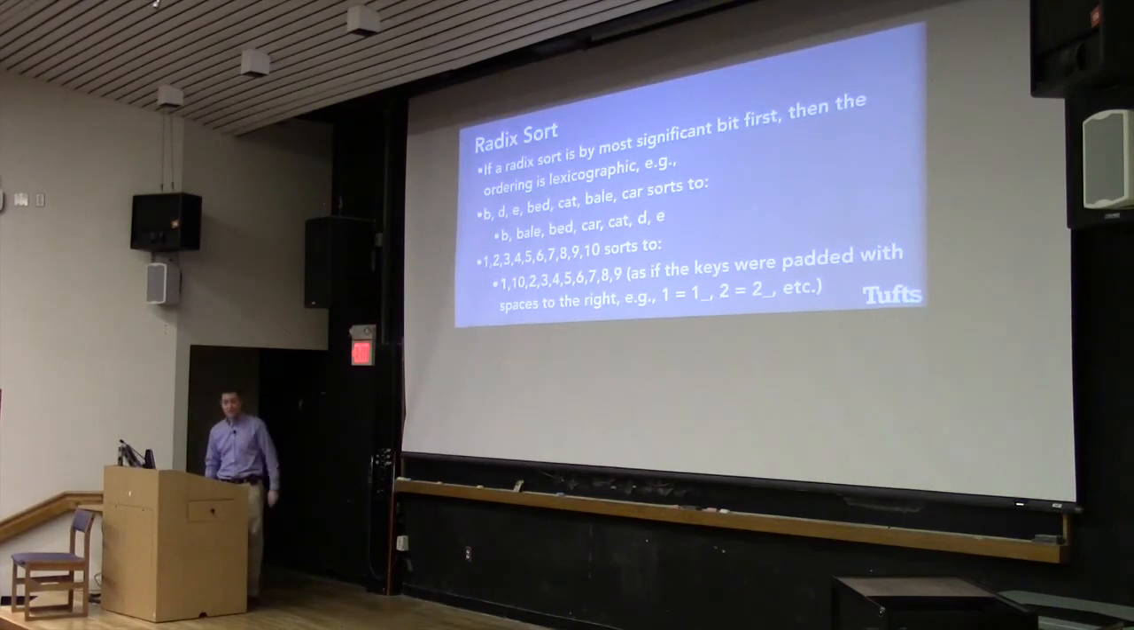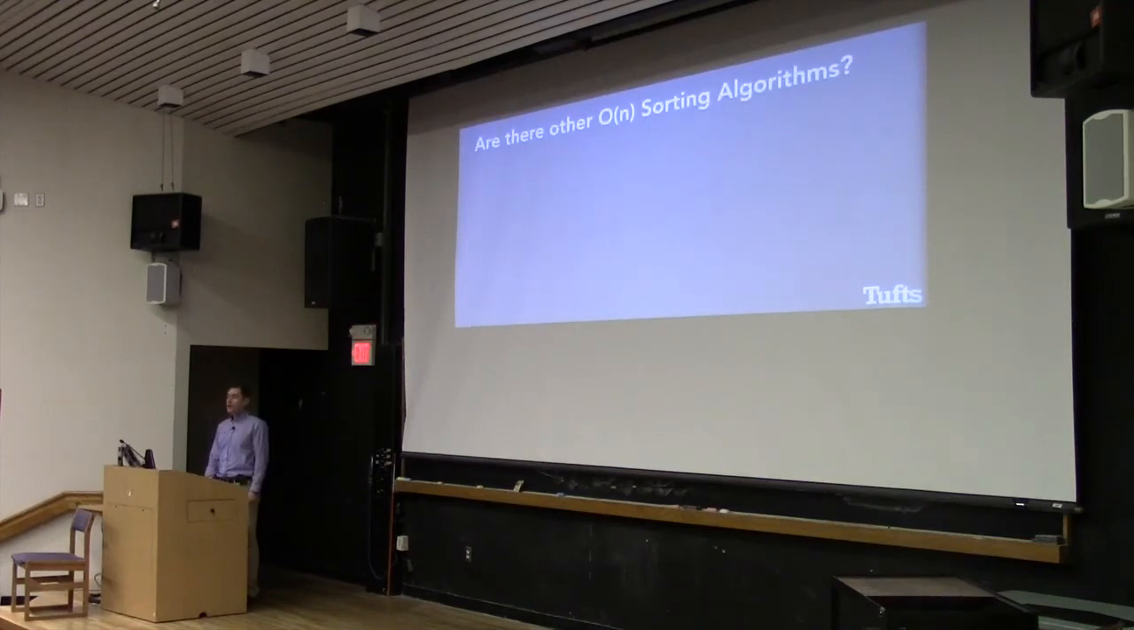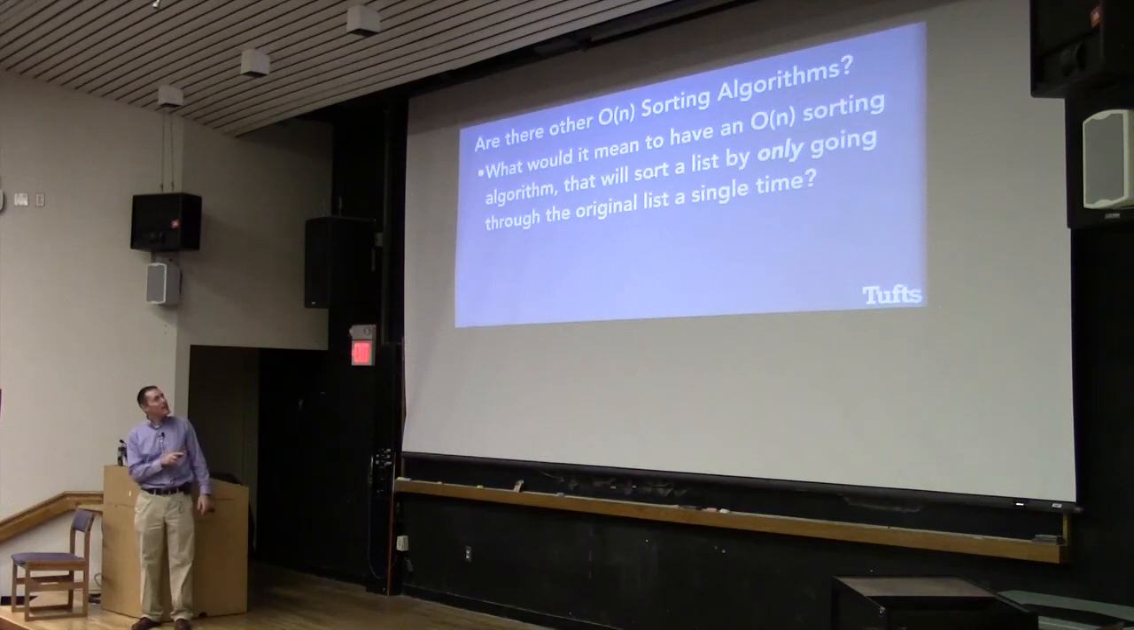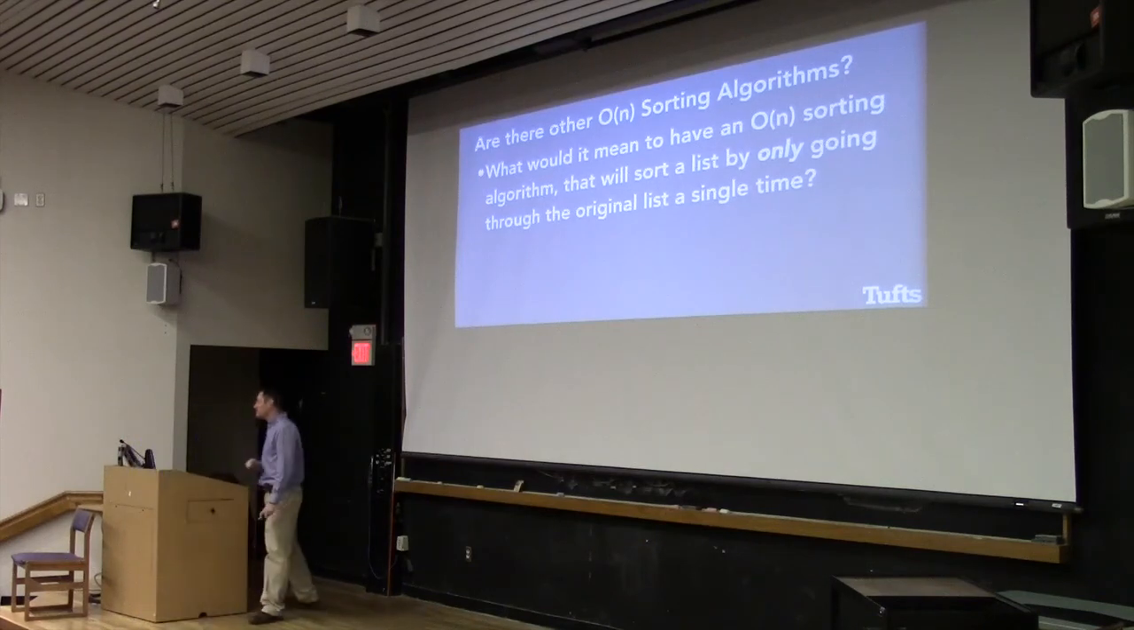All right, but that was a good question about that. All right? OK. Other order and sorting algorithms. Unfortunately, we don't have time to go into too much detail with this, but you can have another order n sorting algorithm that will sort a list by only going through the list once. OK? You've actually seen this before.